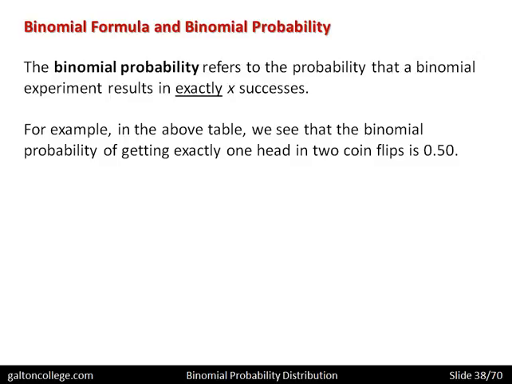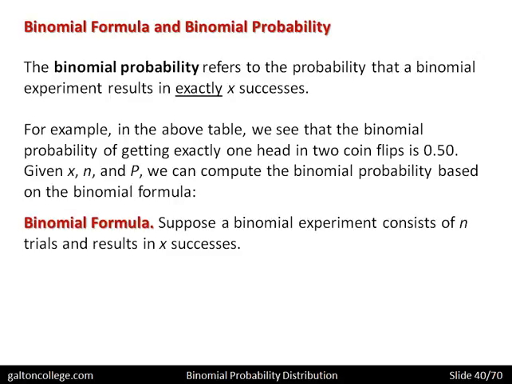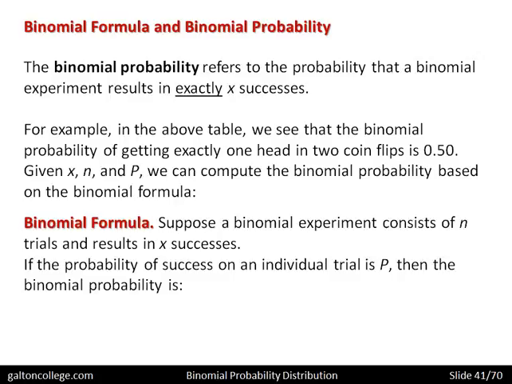So that's the probability. Now, given the probability of getting a certain outcome x in n trials with the probability p of getting this outcome x, we can compute the binomial probability based on the binomial formula. Now, the binomial formula: suppose that a binomial experiment consists of n trials and results in x successes. If the probability of success on an individual trial is p, then the binomial probability is.